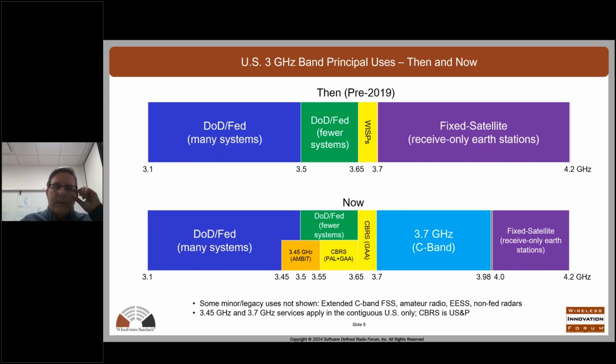And then another thing that happened is that the fixed satellite service, in a bit of an incentive type auction, were able to repack a lot of their earth stations into the upper 200 megahertz of the band, and then leave the lower 300 megahertz of that band to be used for mobile broadband, although there's a 20 megahertz sliver there that's a guard band between the two. And so that became the 3.7 gigahertz service, which people typically call C-band.